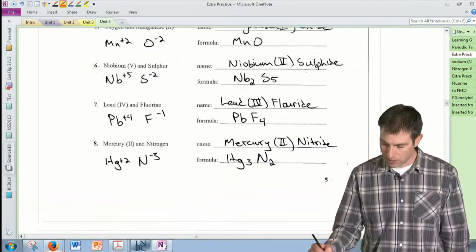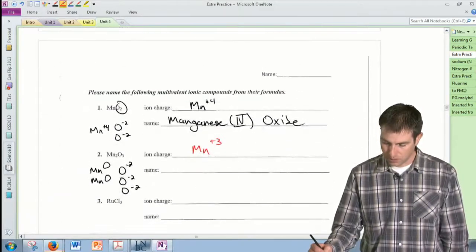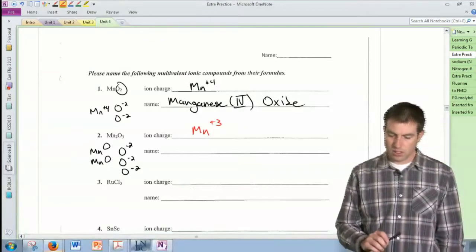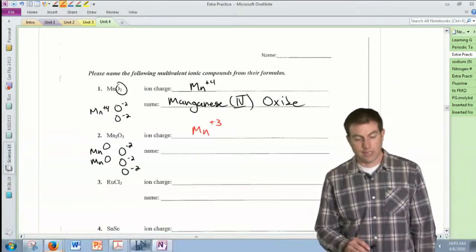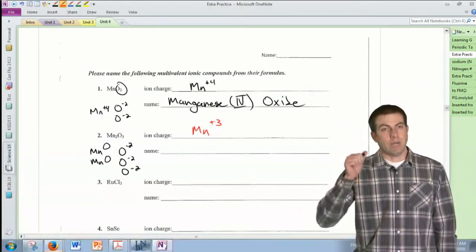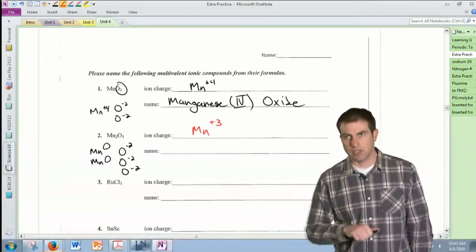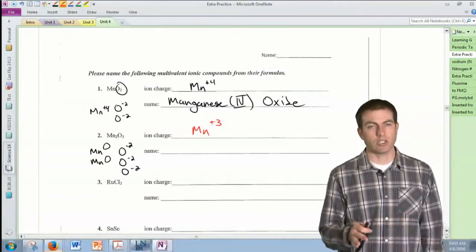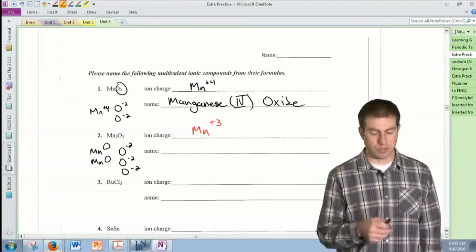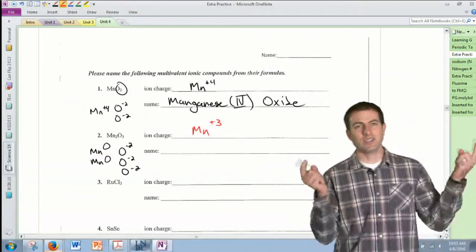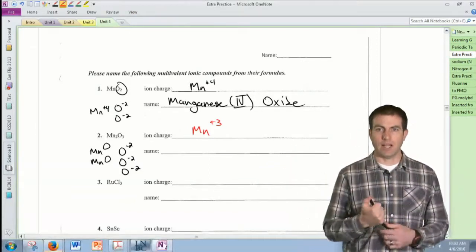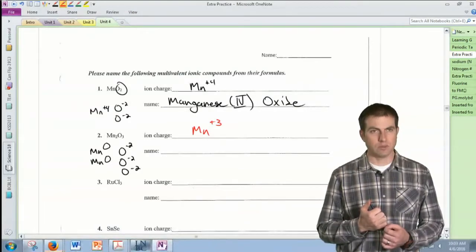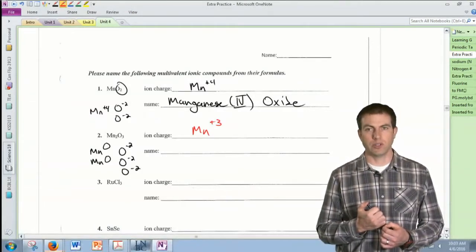All right, I've done the first couple for you. That's as far as I got. And my hint a couple pages ago was to make sure you looked at the non-metal. The non-metal charge never changes, and that's going to indicate which one you're using with your metal. Uncrisscrossing the charges will rarely work out well for you.